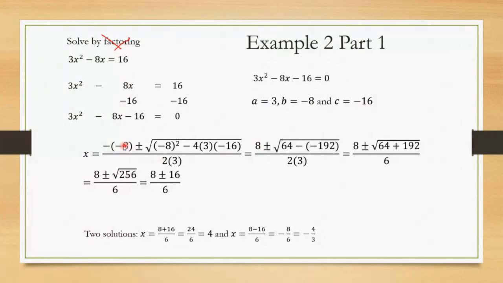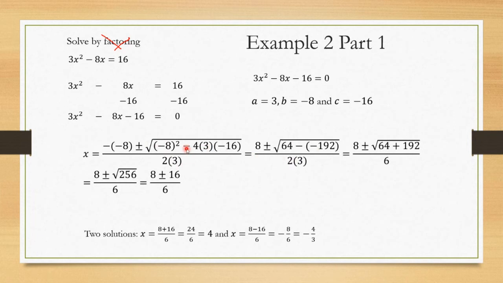And so let's use the formula. We have minus 8 plus or minus the square root of minus 8 squared minus 4 times 3 times minus 16, over 2 times 3. Right, so I'm just plugging it into the quadratic formula. Minus minus becomes a plus. Minus 8 squared is equal to 64. Minus 4 times 3 times minus 16, here we actually get minus 192. And 2 times 3 is 6.